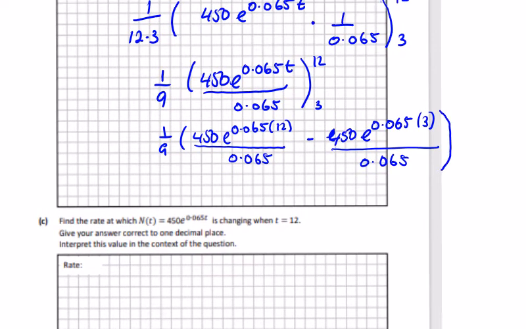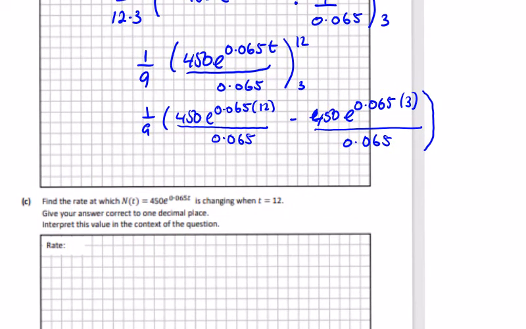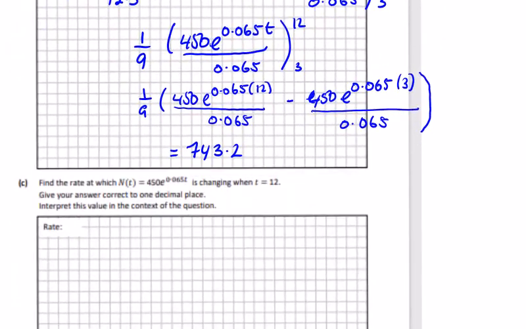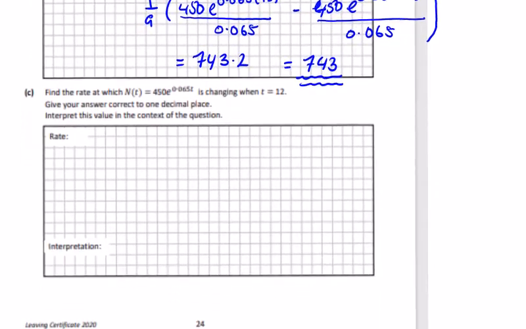And on a calculator, I rounded off too early the first time. It gave me 743.5, so I just took a couple more decimals just to be sure, and it's actually 743.2. And I think this one's to the nearest whole number, so I just make sure in the calculator not to round too early. 743 is to the nearest whole number for this colony between those hours.